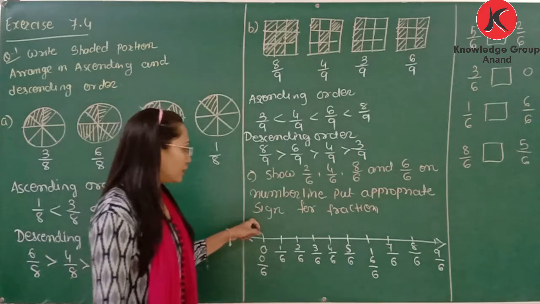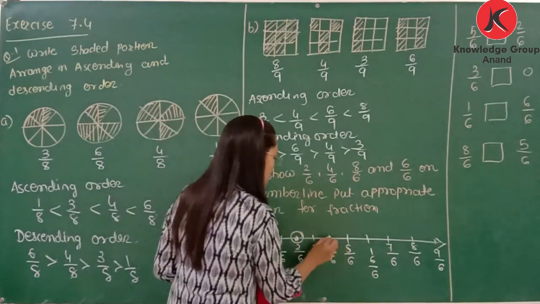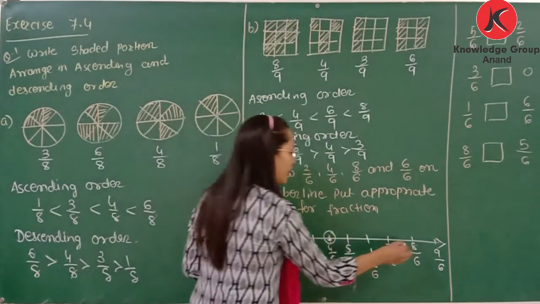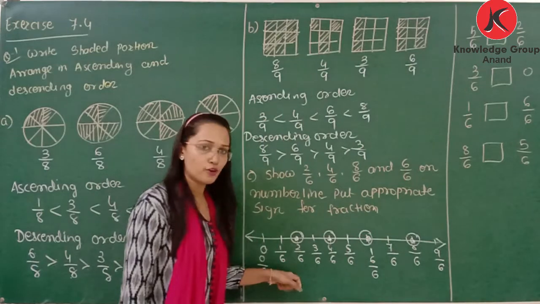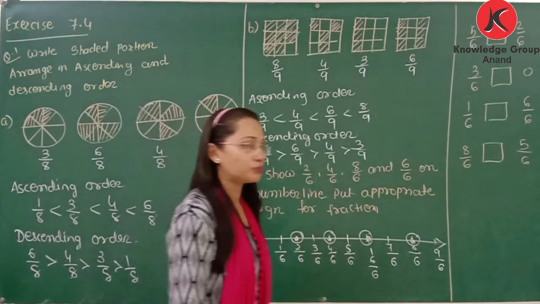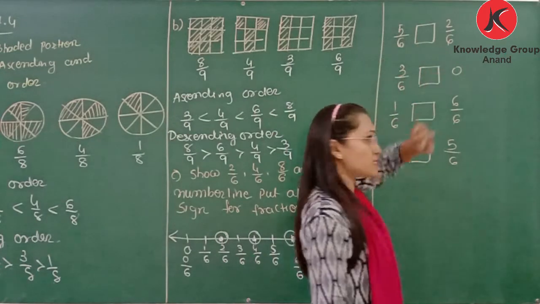Now locate 2 by 6, that is here. 4 by 6, it is here. 8 by 6, that is here, and 6 by 6 is here. Now from this compare the next part. So first one 5 by 6 and 2 by 6.